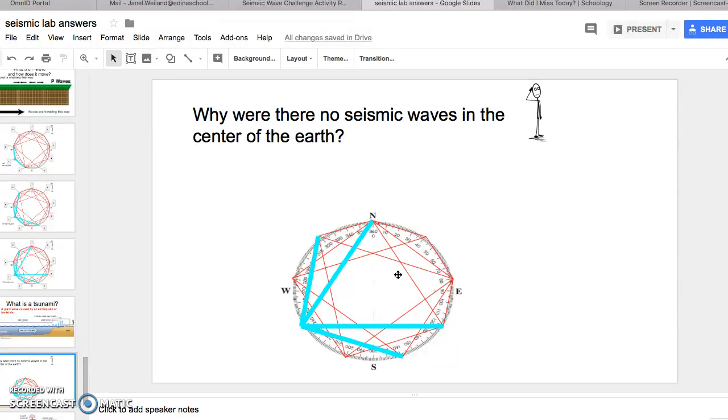And scientists knew that seismic waves, and in particular our secondary wave, do not travel through liquids. So they concluded that perhaps there was something liquid here in the center of our Earth. And after watching the video that was linked to the assignment, hopefully you learned that our outer core is actually a liquid. It is liquid iron. And so we can now conclude that the reason why our seismic waves did not go through the center is because there is something blocking it. We have a liquid outer core.